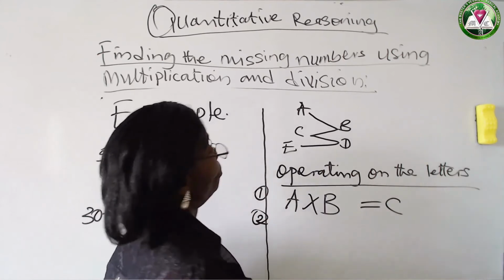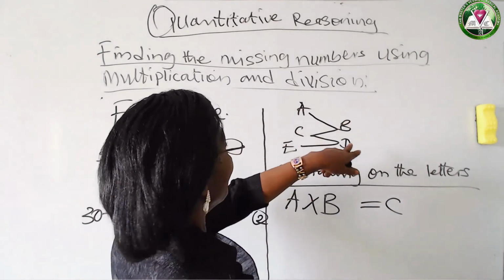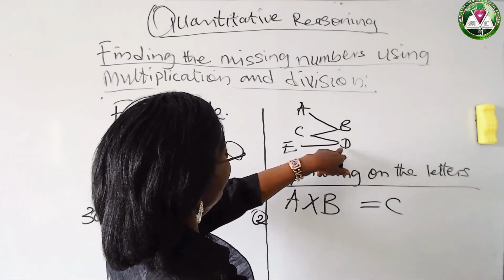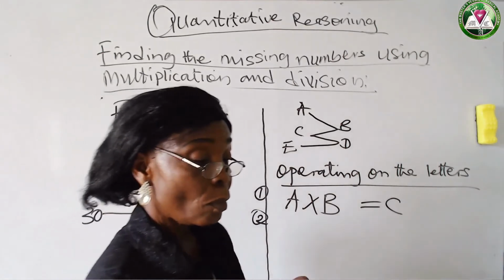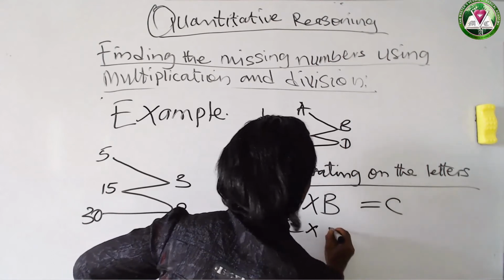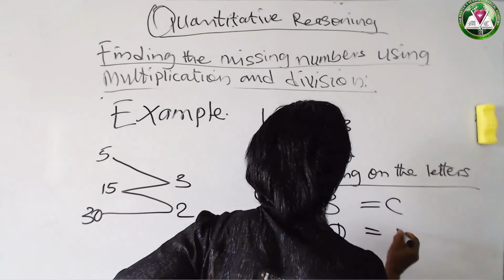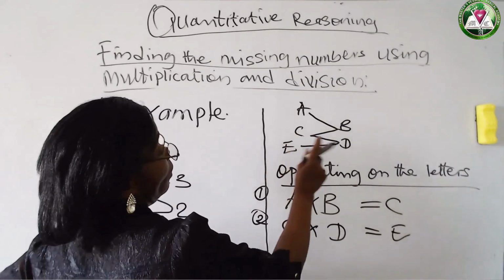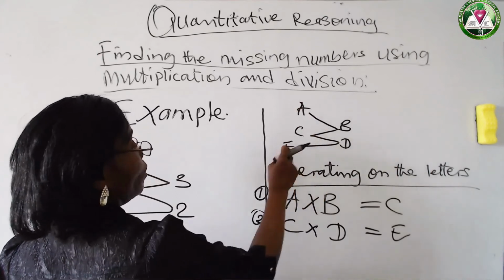Two. Then C, this one, C times D will give us this. 2C times D equals E. This number multiplies this, and we give you this.